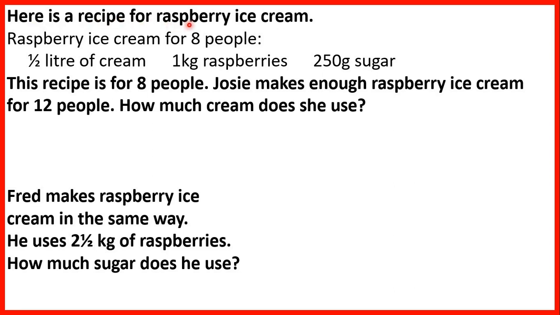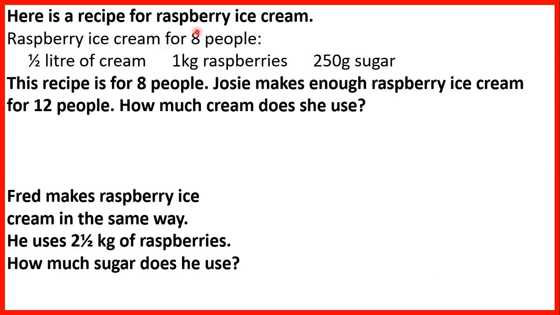Here is a recipe for raspberry ice cream. To make raspberry ice cream for 8 people, we need half a litre of cream, 1 kilogram of raspberries, and 250 grams of sugar. This recipe is for 8 people. Josie makes enough raspberry ice cream for 12 people. How much cream does she use?